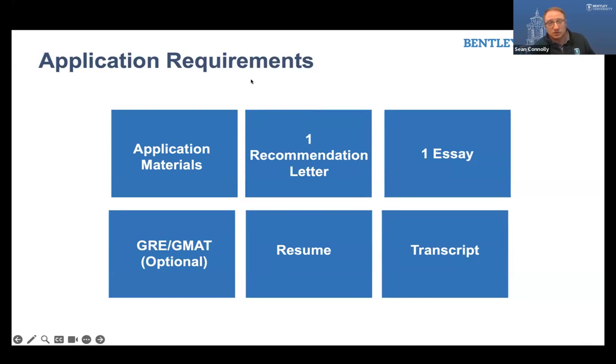And then this actually goes to another question that was asked, about the GRE and GMAT. As you'll see on here, it is optional. It is not a requirement for the application, but it is something that you can do and provide for us if you so choose to do the exam. So while it's still optional, do know that it is something that we will accept if you choose to do the exam.